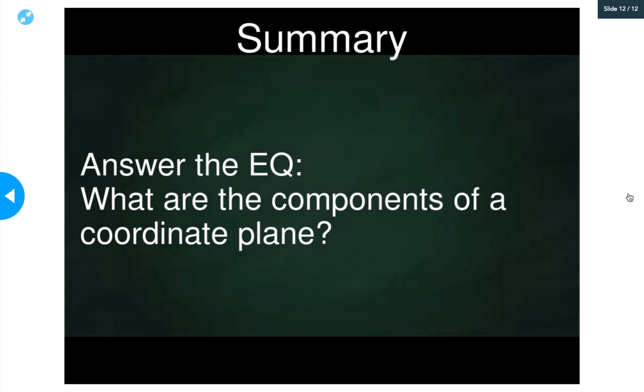For your summary, you want to answer the essential question: What are the components? Remember, components means parts. So what are the components of a coordinate plane?